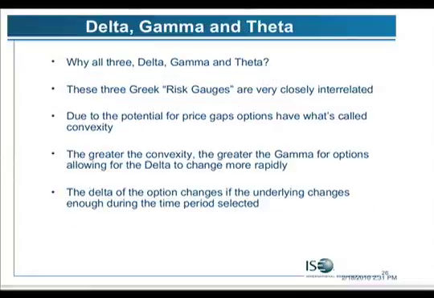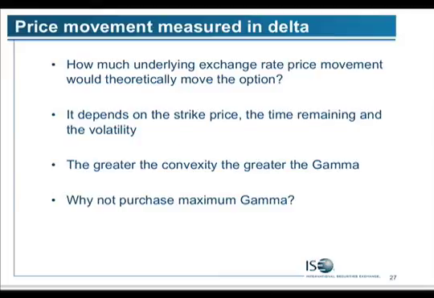So let's talk about delta, gamma, and theta. They are very closely interrelated due to what's called convexity. The greater the convexity, the greater the gamma for options, which allows the delta to change more rapidly. So the delta of the option changes if the underlying changes enough during a certain period of time. So the price movement is measured in delta. That's sort of our first stop when we're looking at the option Greeks.